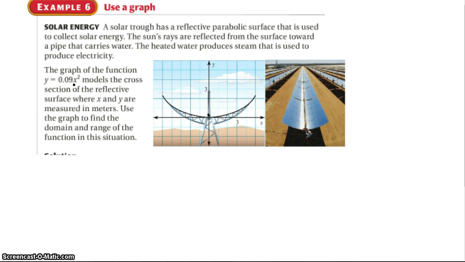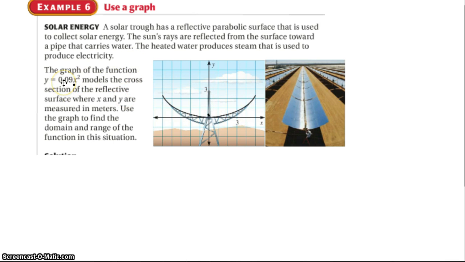So this is a solar trough, a reflective parabolic surface, so it's shaped like a parabola, that is used to collect solar energy. The sun's rays reflect from the surface toward a pipe that carries water. The heated water produces steam that is used to produce electricity. So they've taken this actual real world trough and shown it in a diagram here. And the graph of it has this equation.